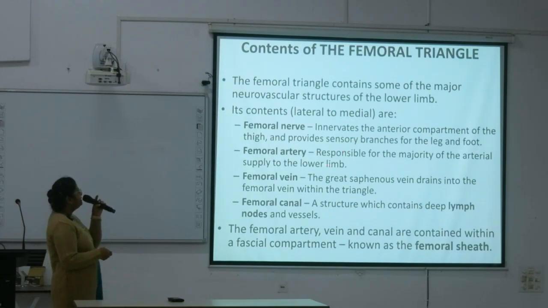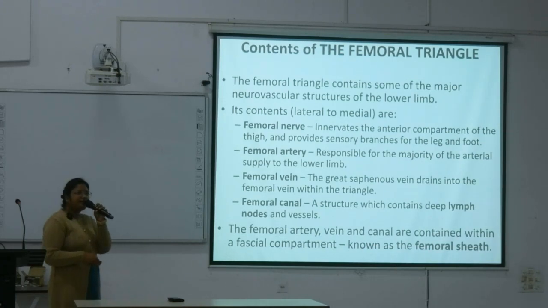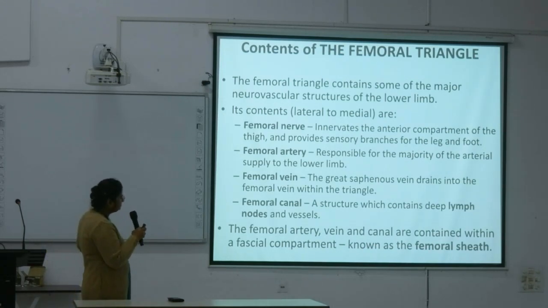And the femoral artery is responsible for the majority of the arterial supply to the lower limb. Femoral vein: the great saphenous vein drains into the femoral vein within the triangle. Another is the femoral canal, a structure which contains the deep inguinal lymph nodes and some vessels. And the femoral artery, vein and femoral canal are contained within the fascial compartment known as the femoral sheath. Okay. Next.